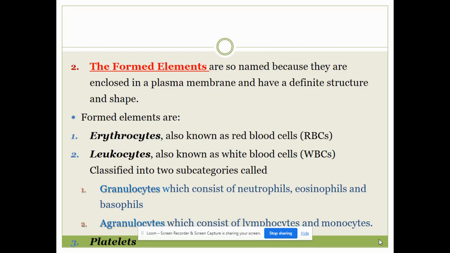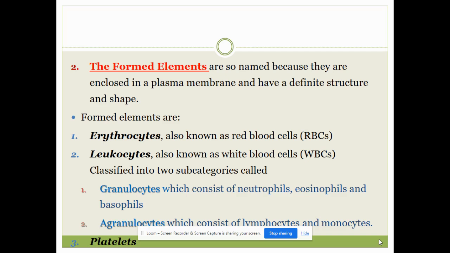Now the elemental portion of the blood. First we were learning about the plasma portion of the blood. Now its formed elements are so named because they are enclosed in the plasma membrane and have a definite structure and shape. The elements present in the blood are, number one, erythrocytes, also known as red blood cells. Number two, leukocytes, also called white blood cells. And number three is the platelets.